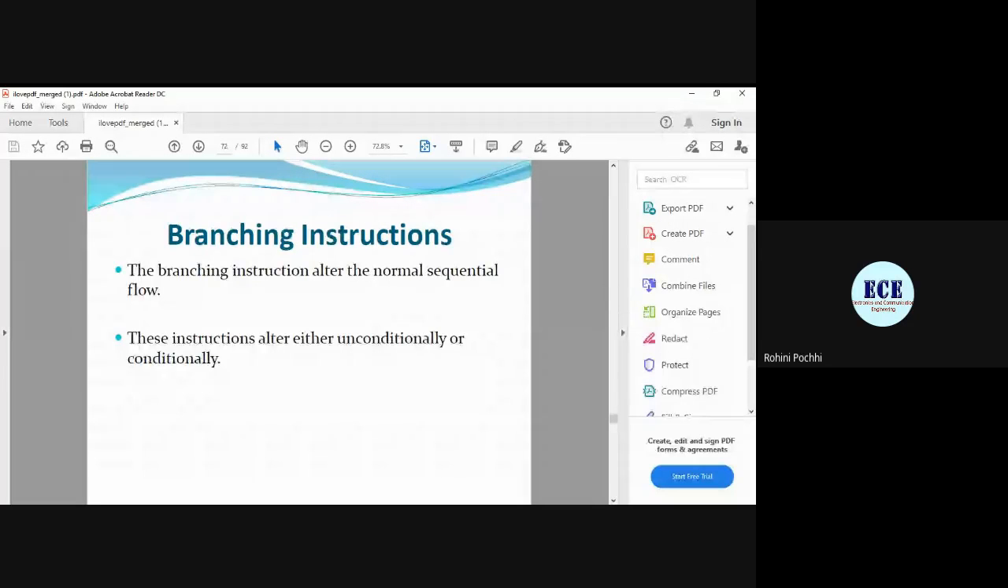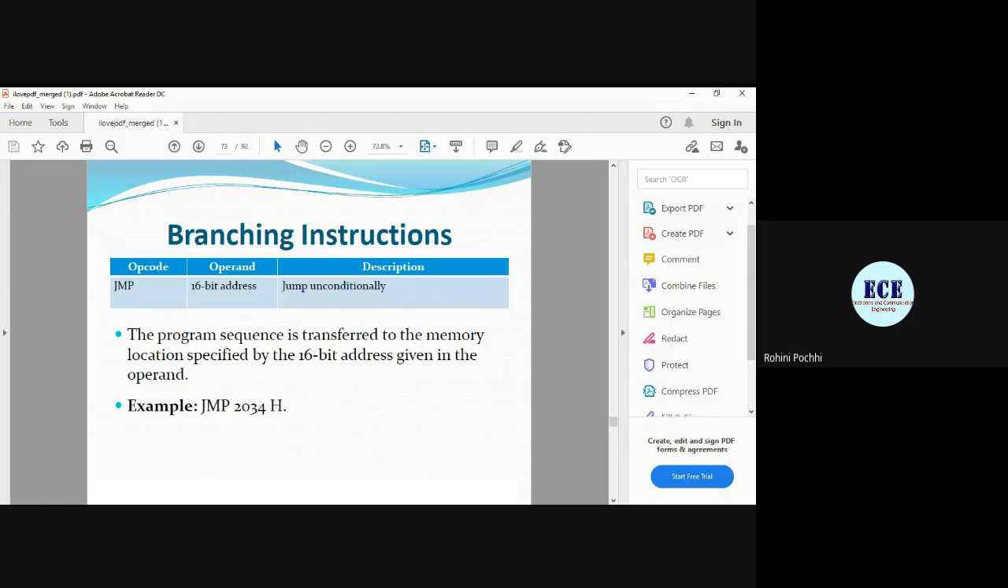The branching instruction alters the normal sequential flow. This instruction alters either unconditionally or conditionally, like jump. Jump unconditionally: the program sequence is transferred to the memory location specified by the 16-bit address given by the operand. Jump 2034H indicates that the data present in the memory location 2034H will be jumped from one specified location to another specified location.